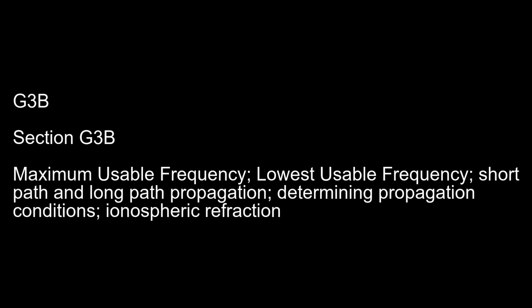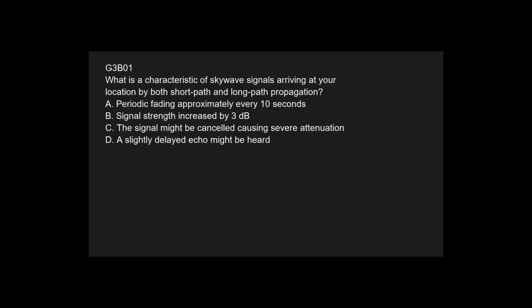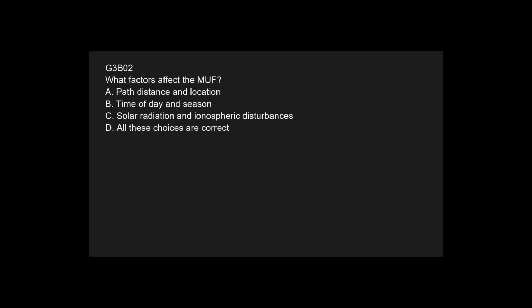Section G3B. Maximum usable frequency, lowest usable frequency, short path and long path propagation, determining propagation conditions, ionospheric refraction. Question: what is a characteristic of skywave signals arriving at your location by both short path and long path propagation? The correct answer is D. A slightly delayed echo might be heard. Question: what factors affect the MUF? The correct answer is D. All these choices are correct.